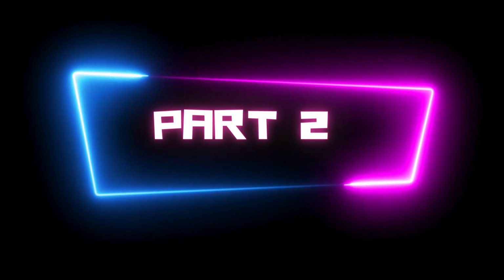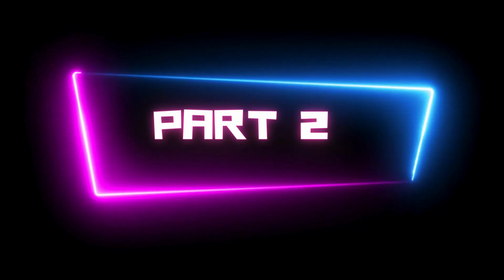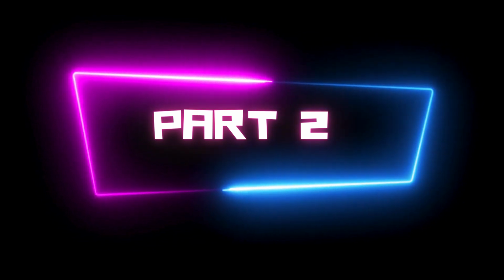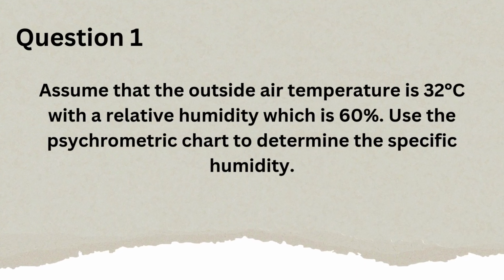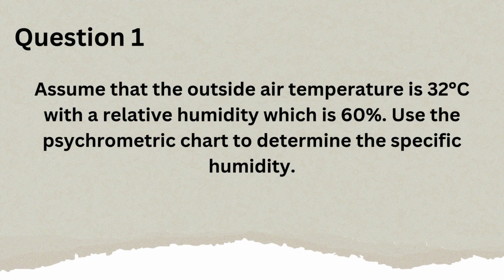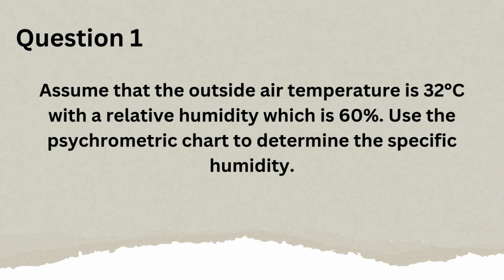Assalamualaikum warahmatullahi wabarakatuh. Hi, my name is Mama Akmal bin Anwar. I will present for part 2. Question 1. Assume that the outside air temperature is 32 degrees C with a relative humidity of 90%. Use the psychrometric chart to determine the specific humidity.